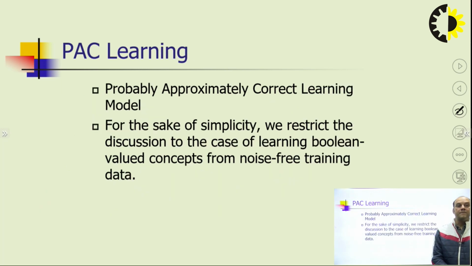So PAC learning is the probably approximately correct learning model. For the sake of simplicity, I am restricting my discussion to the case of learning only Boolean valued concepts. We can also implement it for real valued, non-Boolean concepts, but so that we can understand this concept simply, I am concentrating the discussion on Boolean valued concepts from noise free training data. I am considering the data to be noise free.